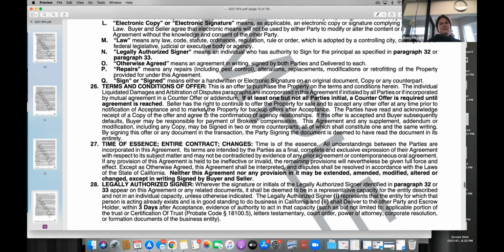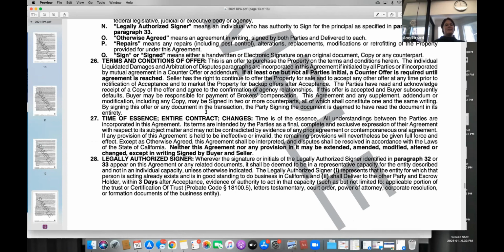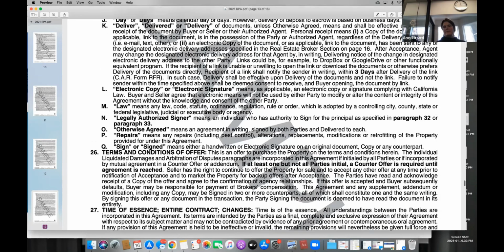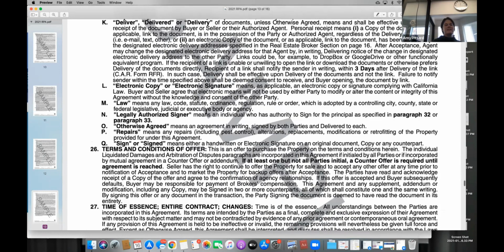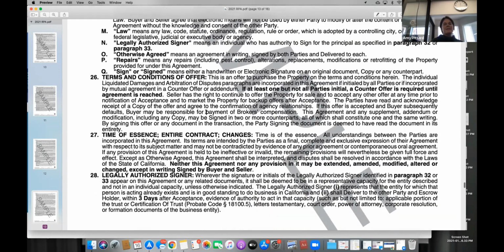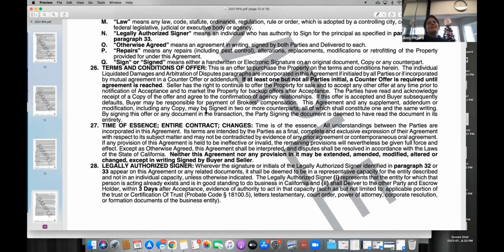Otherwise agreed, repair, signed. Okay, we're moving on. Any questions about section 25? 26, terms and conditions of offer. This is an offer to purchase the property and the terms and conditions herein.